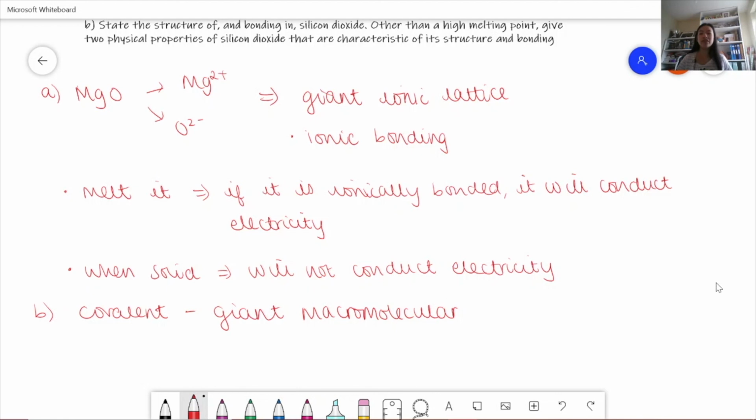And give two physical properties. One is that it'll be insoluble because of those strong covalent bonds that take a lot of energy to overcome. And also, a very obvious one is that it doesn't conduct electricity. And this is because there are no delocalized ions or electrons to carry any sort of charge.